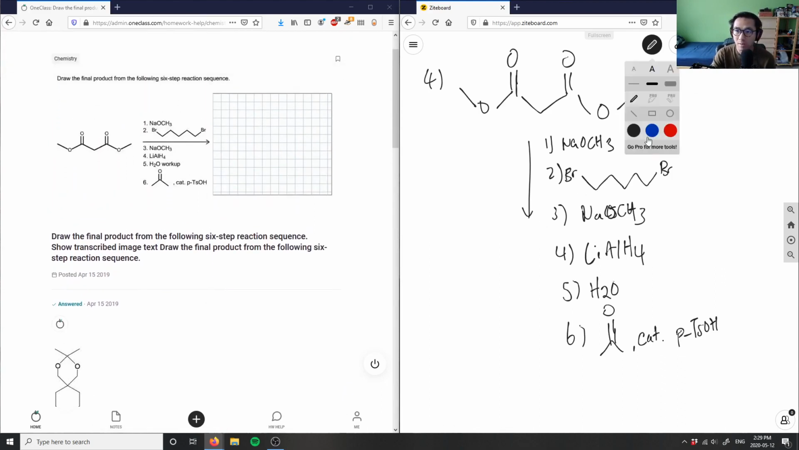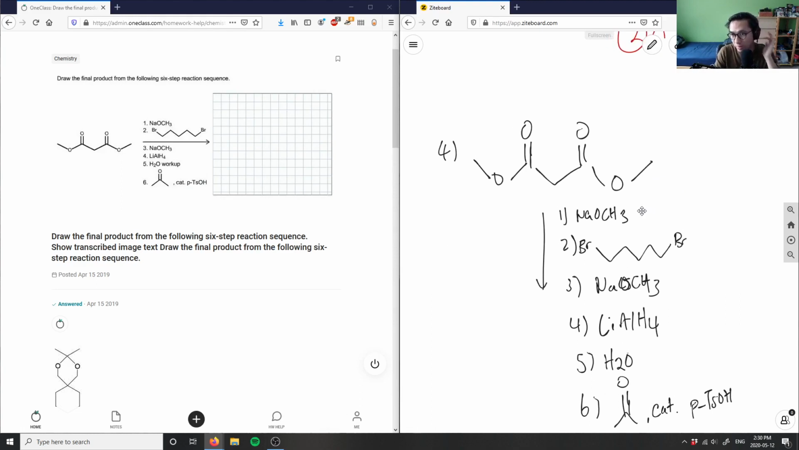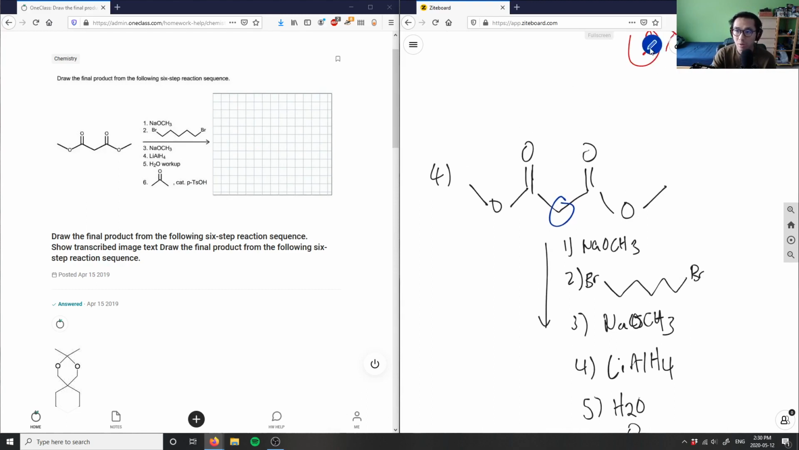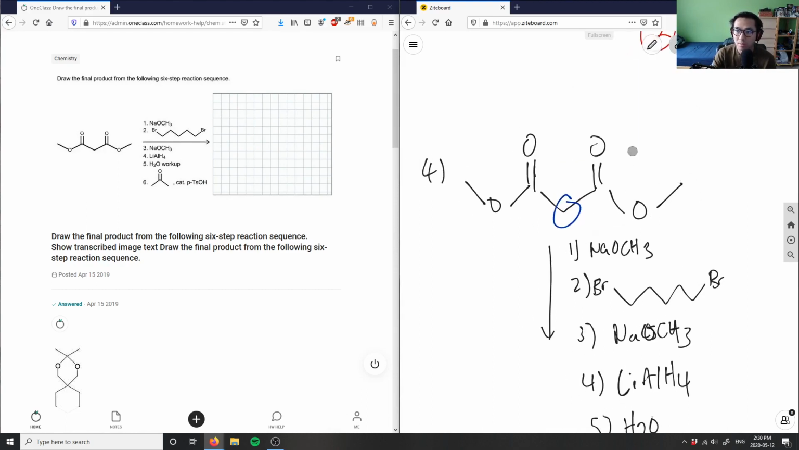The first step here, I'm deprotonating something. The sodium methoxide is going to deprotonate a specific hydrogen atom. In this case, it's going to deprotonate this position, because this is the alpha carbon between 2 carbonyl groups. So if I deprotonate this one, a hydrogen is removed and there would be a negative charge on this carbon.